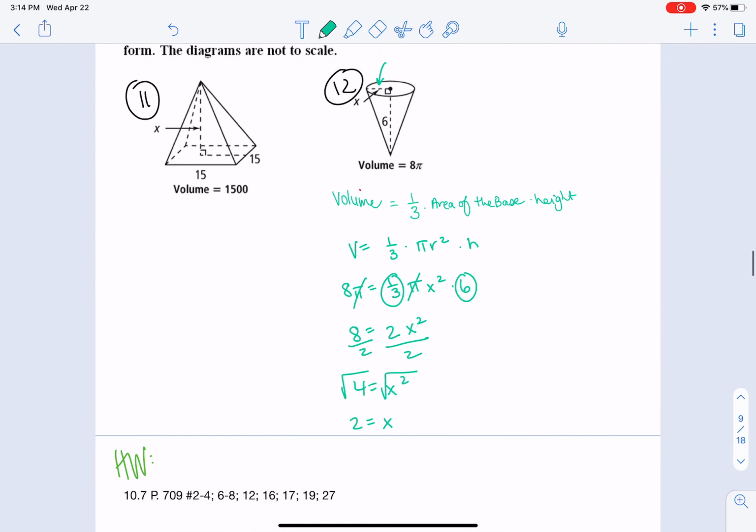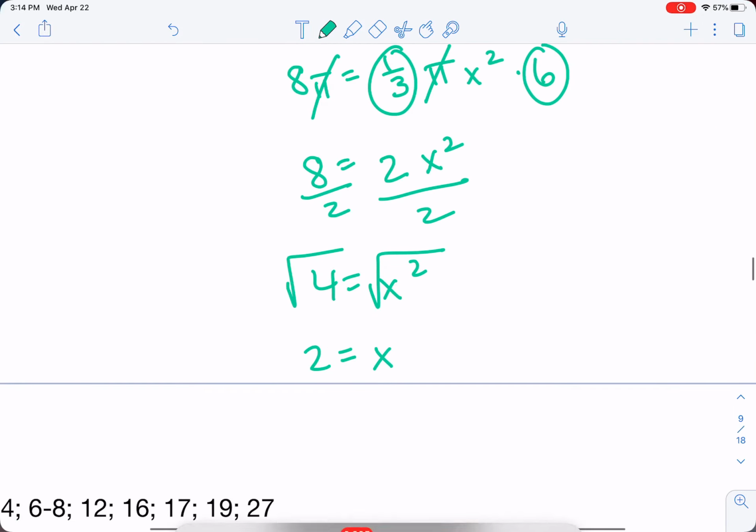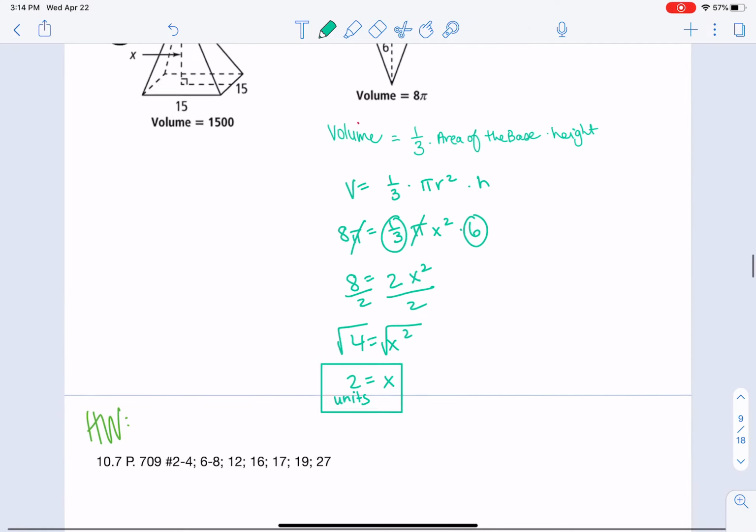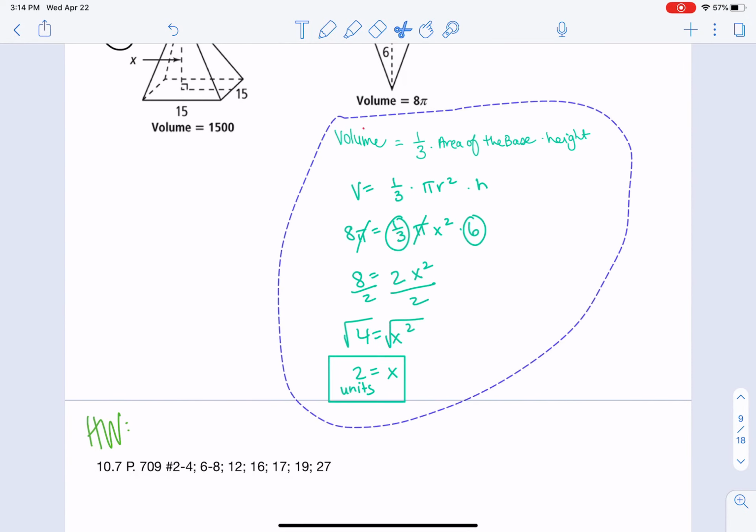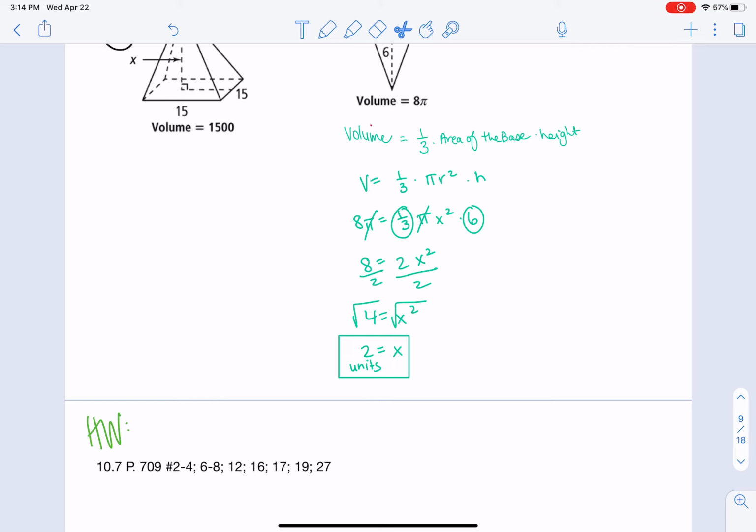They didn't give us a unit here, so I guess just 2 units. Maybe it's inches, maybe it's centimeters, I don't really know. 2 units of some sort. And that is all there is to it. So really with this, it's more about you practicing it than me showing it to you. So that's why I kind of went shorter on this video.